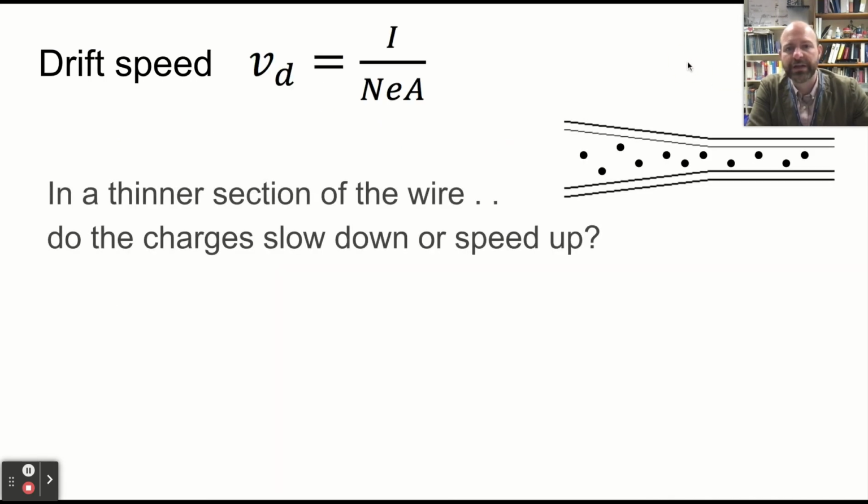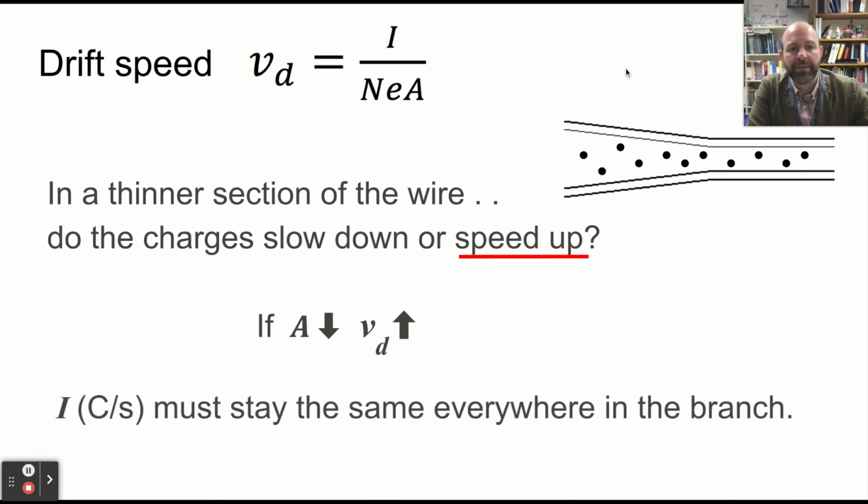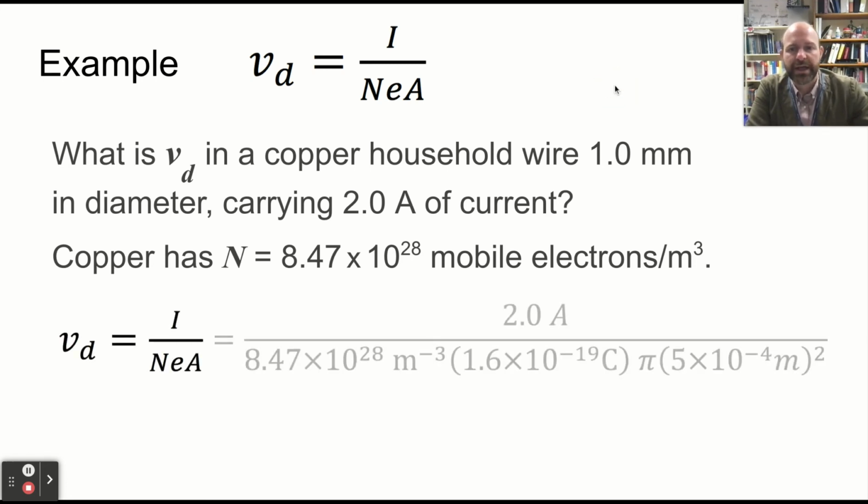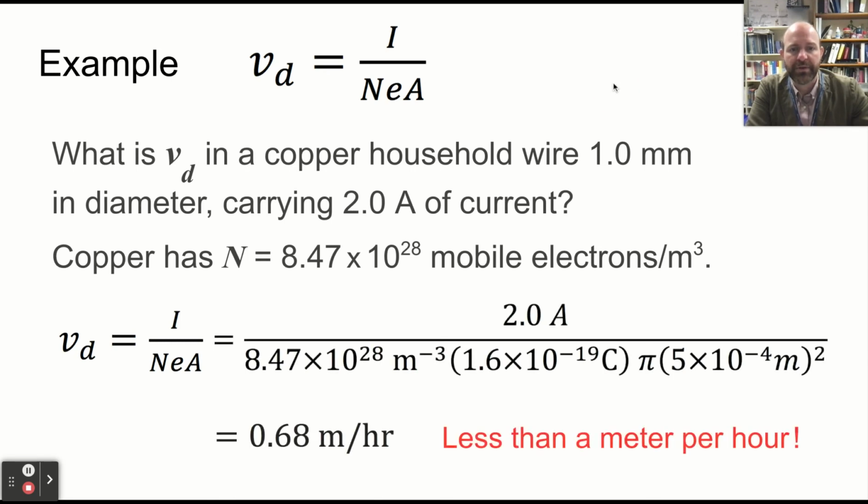So we can do a quick calculation, right? Or we could do some thinking about it. In thinner sections of wire, the cross-sectional area goes down, the drift speed goes up, and the current has to stay the same everywhere, because current is constant in a branch of a circuit. Right? So we can do a quick calculation. A 1 millimeter diameter copper wire carrying 2 amps of current. We can do the calculation there, and you end up with about 0.68 meters in an hour.